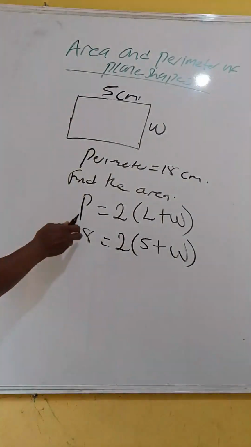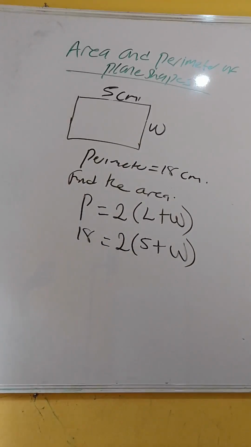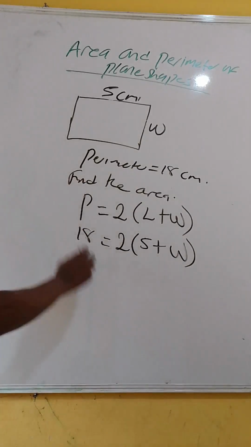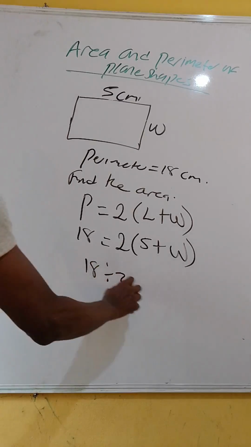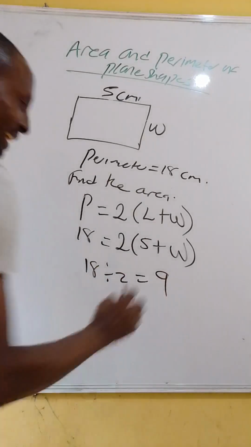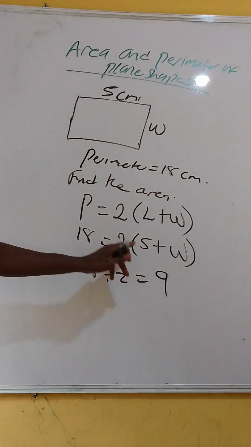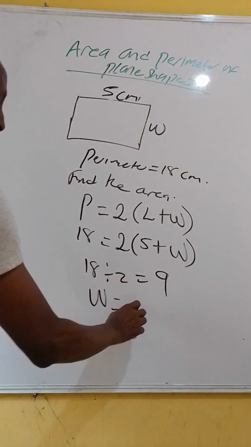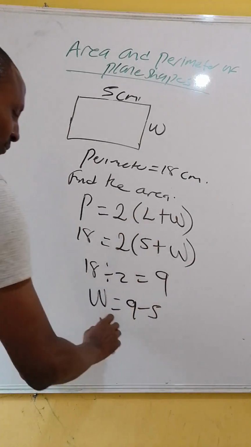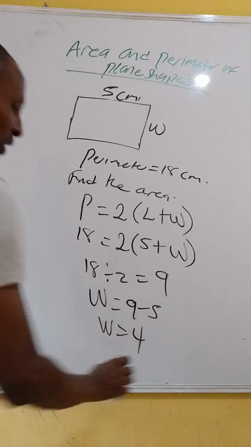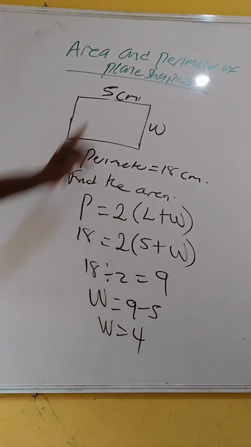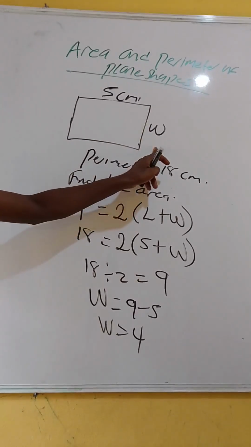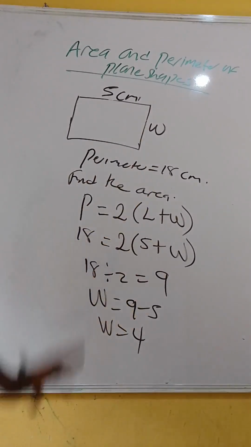What do you do? Divide the perimeter by 2. So 18 divided by 2 will give us 9. Simple. Now subtract the length. So the width will be 9 minus 5, which will give us 4. And if you check, 5 plus 4 is 9, and 9 times 2 should give us 18.